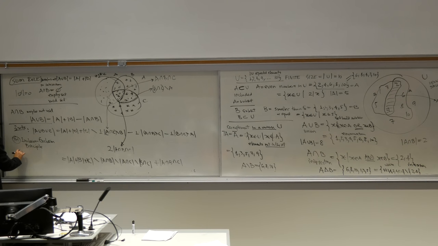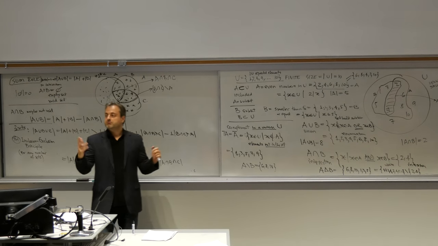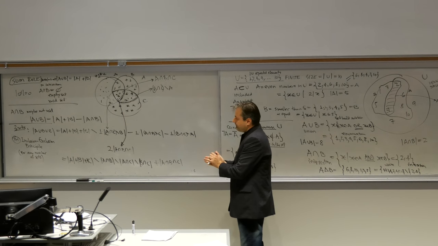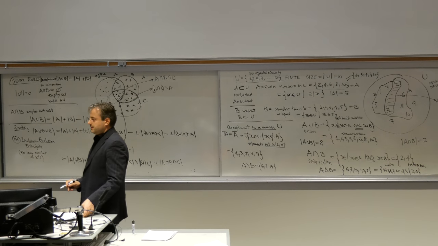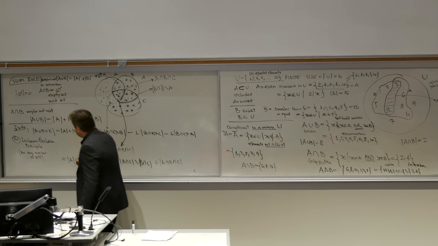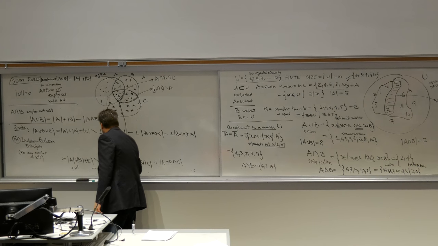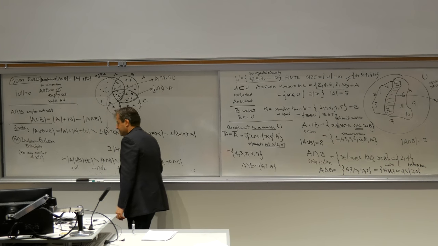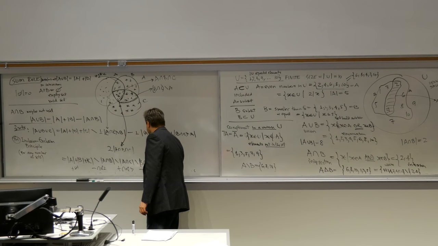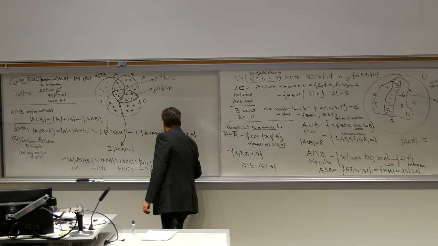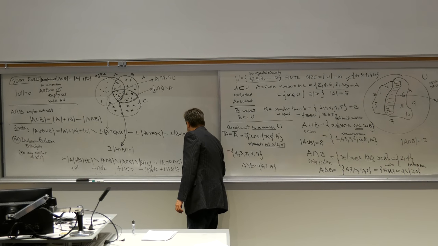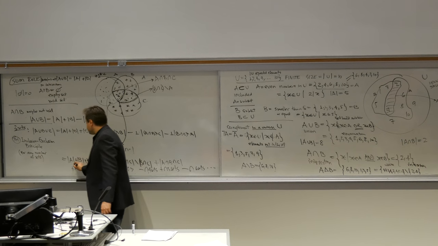For any number of sets. We did it for two sets and for three sets, but we could have done it for six sets or eight sets. Yes. So this is the sets, plus minus the intersections of two, plus the intersections of three, minus the intersections of four sets, plus the intersections of five sets, minus the intersections of six sets, and so on and so forth. Of course, these are the sizes.